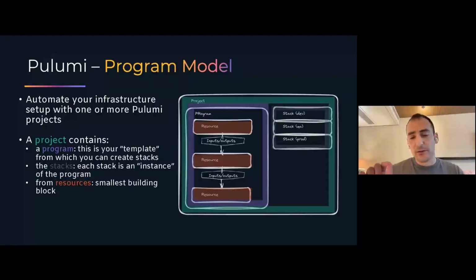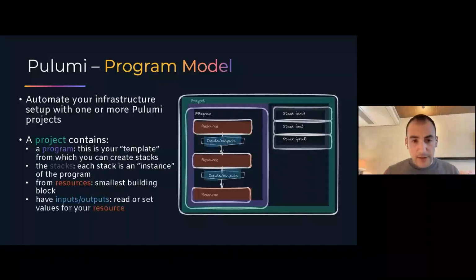Resources are our Lego blocks. This is really where the magic happens. You can now take these low-level components and start attaching them to each other. Here comes one thing. Let me click here. The output of one resource can be the input of another resource. So you can create a nice chain.